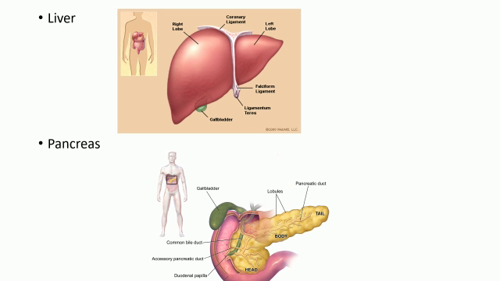Pancreas. The pancreas is an organ located in the abdomen. It plays an essential role in converting the food we eat into the fuel for the body cells. It also secretes the pancreatic juice that contains various enzymes.